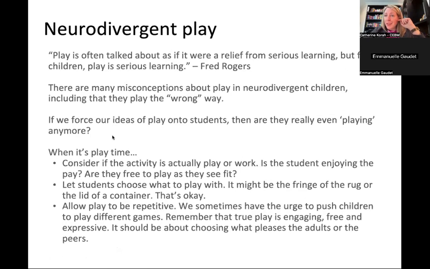In terms of play, there are differences between neurotypical and neurodivergent individuals. Play is often talked about as if it is a relief from serious learning, but for some children, play is the learning. This is from Fred Rogers. I just wanted to reiterate that, of course, we're in an academic setting, and yes, academics take a huge space, but it doesn't mean that we're not learning through play. Play can be a medium in which we build our skills and capacity and so forth.